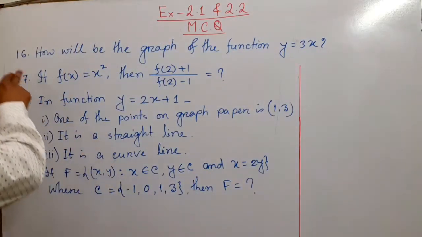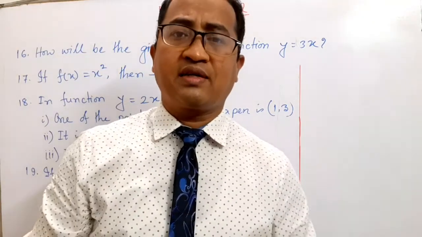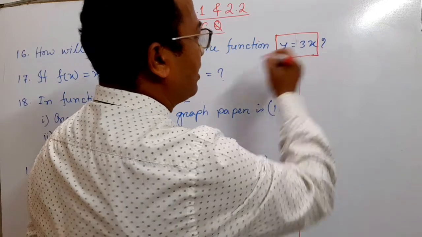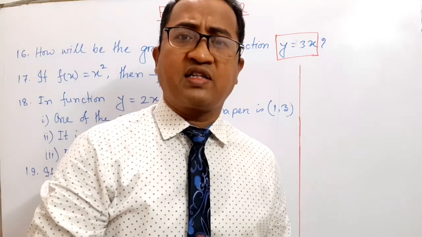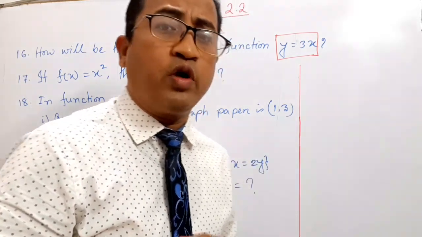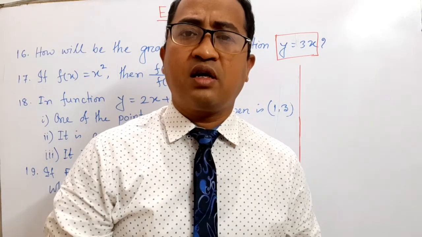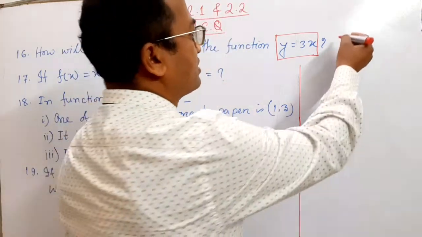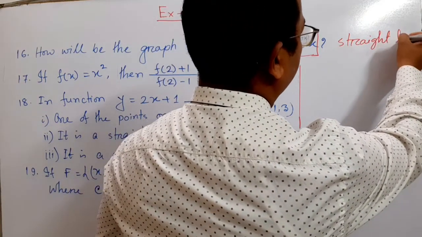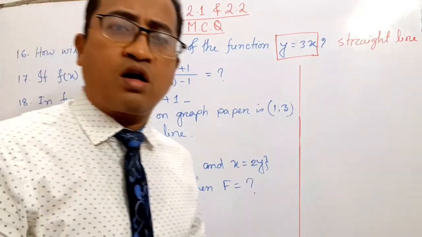Now question number 16. How will be the graph of the function y equal to 3x? Look, y equal to 3x. This is actually a linear equation. The exponent of this equation is 1, so it is a linear equation. We know the graph of a linear equation is always a straight line. So the graph of this equation will be a straight line, not a curved line.